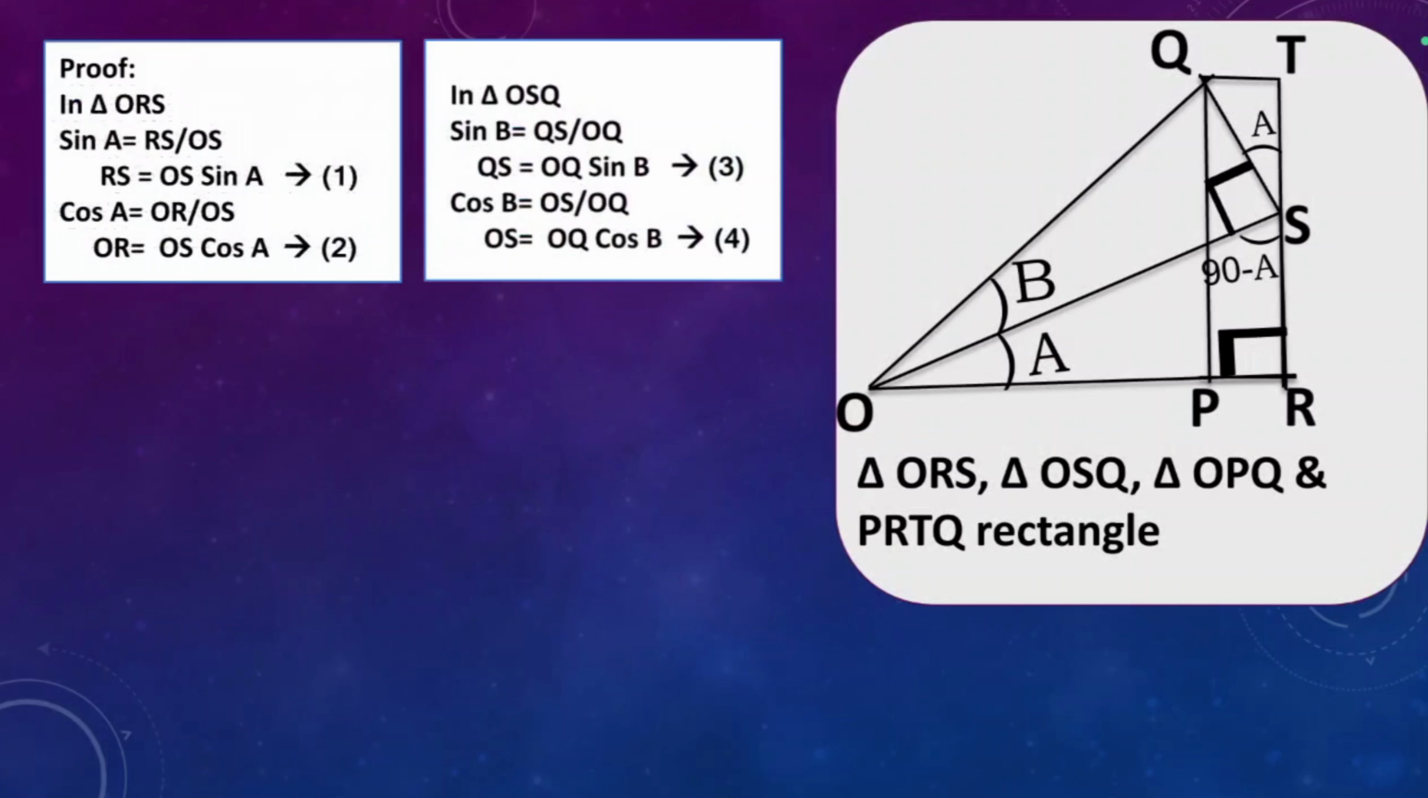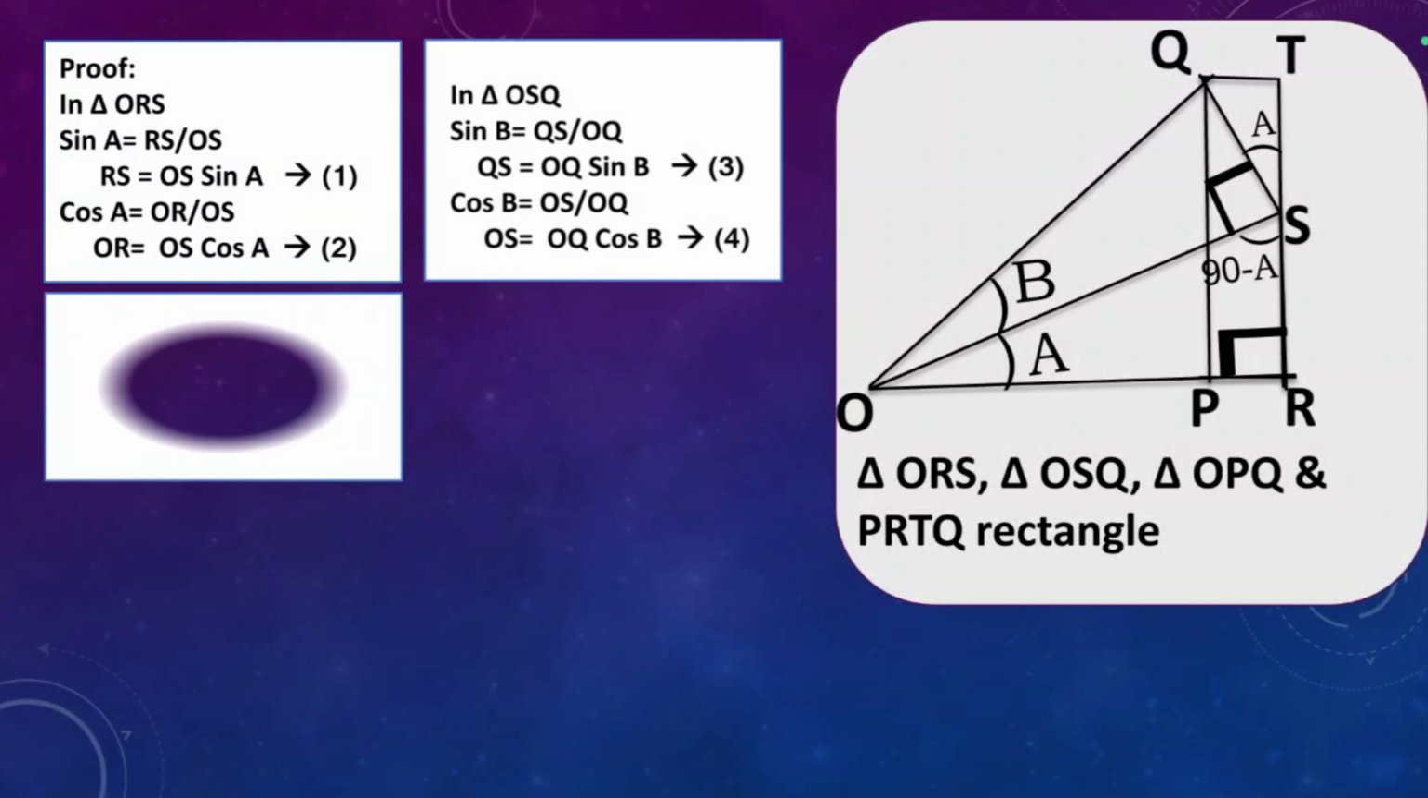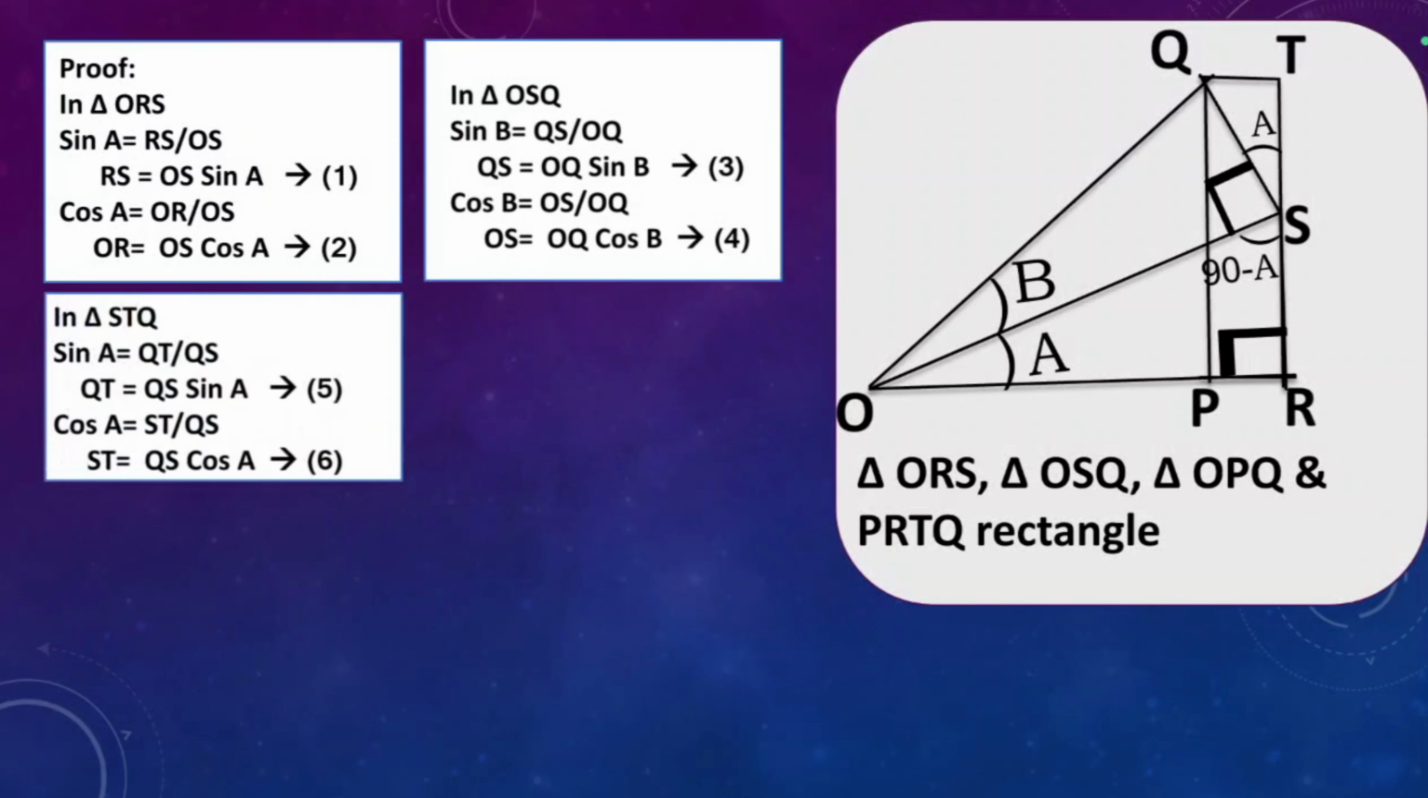We have one more triangle, that is QST. Even in this triangle, we will get some trigonometric ratios. Sin A = QT by QS, whereas QT can be written as QS sin A, as well as the cos A ratio, that is ST by QS, which can be written as ST = QS cos A. That is the sixth equation.